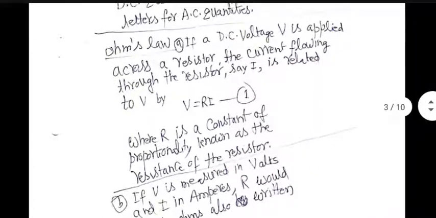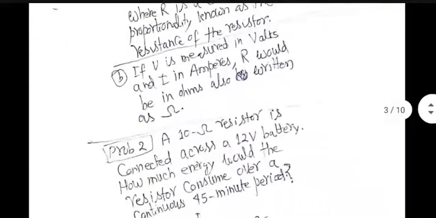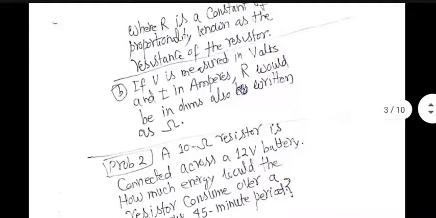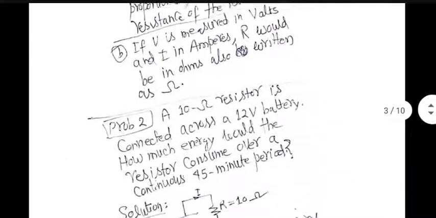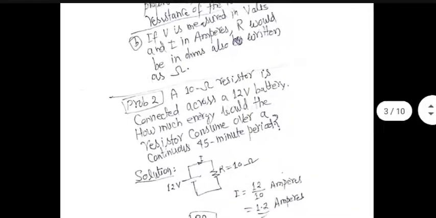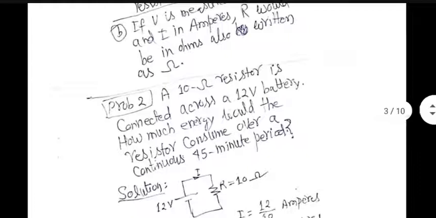R is the resistance, you know it very well. No point me defining it again and again. Now look at a problem which is simple enough, but worth going through. A 10 ohm resistor is connected across a 12 volt battery.